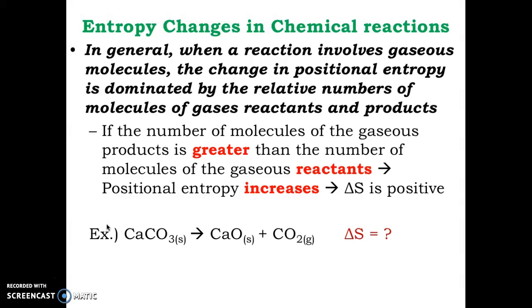So in general, when a reaction involves gaseous molecules, the change in positional entropy is dominated by the relative number of molecules of gases, reactants, and products. So how we determine first if delta S is positive or negative is we ask ourselves, do we have more products? And if we have more products in the gaseous state, our delta S is positive because we're becoming more disorganized. So if the number of molecules of the gaseous products is greater than the number of molecules of gaseous reactants, positional entropy increases and delta S is positive.